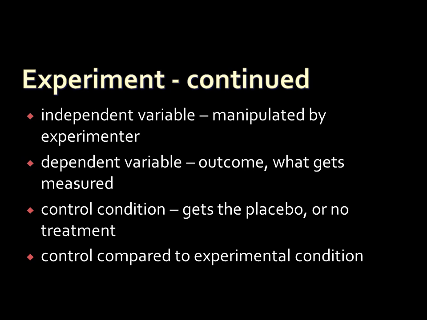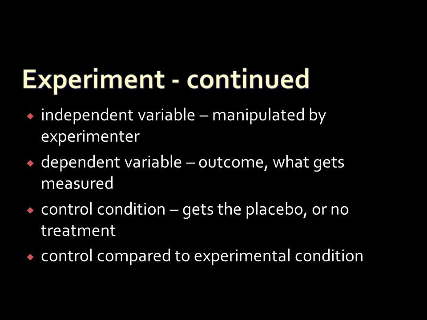So in an experiment, we have an independent variable, and the independent variable is the one that gets manipulated by the experimenter. In the previous example, what was the independent variable? The independent variable there was yoga versus no yoga. The dependent variable is the outcome. It's what gets measured. So what was the dependent variable in the yoga study? It was the subjective stress score.